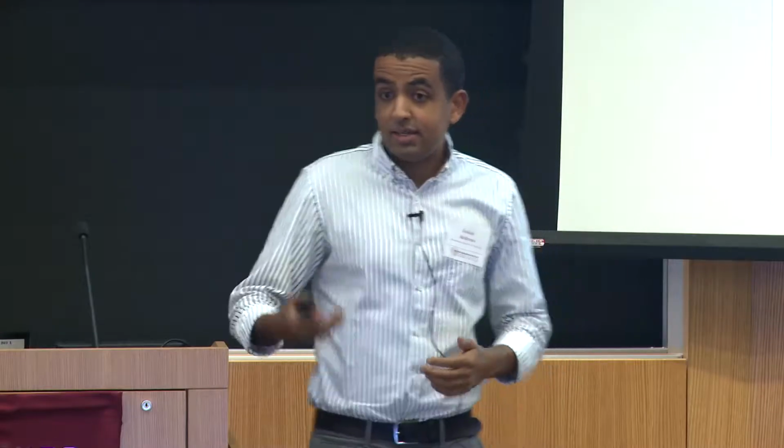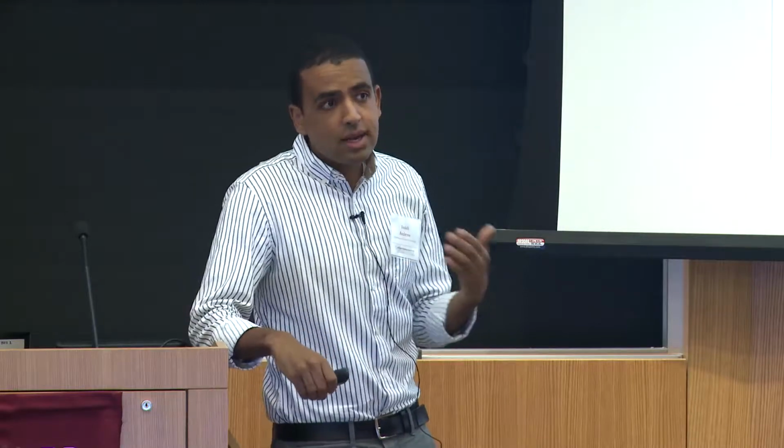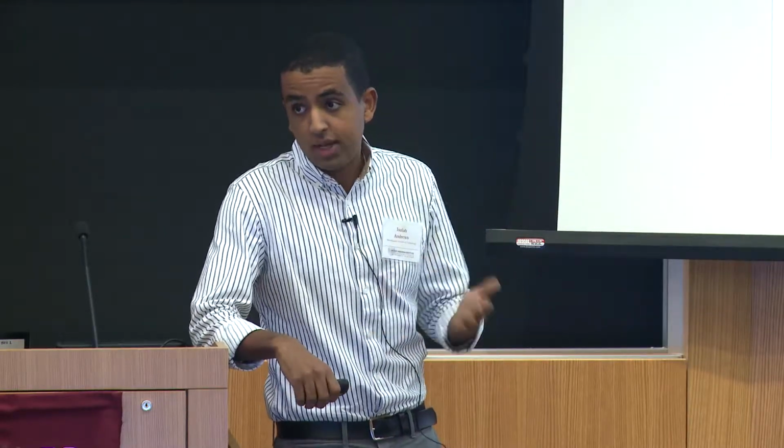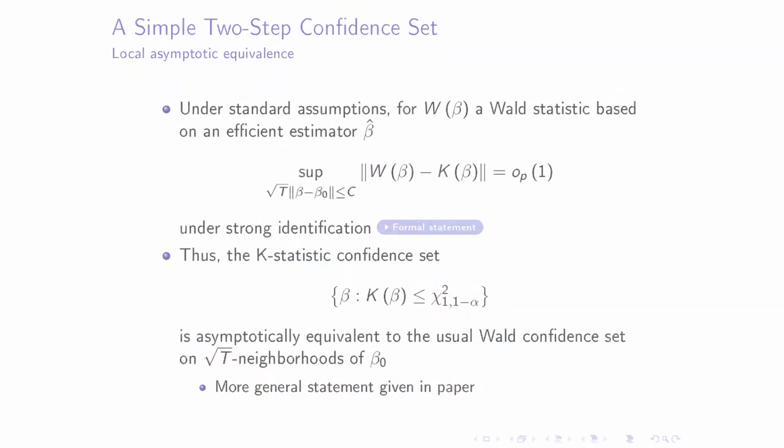Now, the reason this K statistic is interesting for my purposes is that it's locally asymptotically equivalent to a Wald statistic under the usual asymptotics. In particular, under the usual assumptions for W beta, a Wald statistic based on an efficient estimator beta hat, we have that the K statistic is uniformly asymptotically equivalent to this Wald statistic on neighborhoods of the true parameter value with size inversely proportional to the square root of the sample size. Thus, if we think about this K-statistic confidence set that we get by collecting all the values beta such that the K-statistic is less than a chi-squared 1 critical value, it'll be asymptotically equivalent to the Wald confidence set on root T neighborhoods of beta naught.